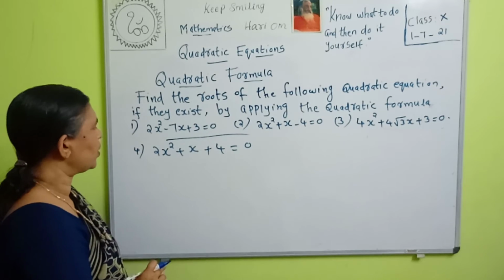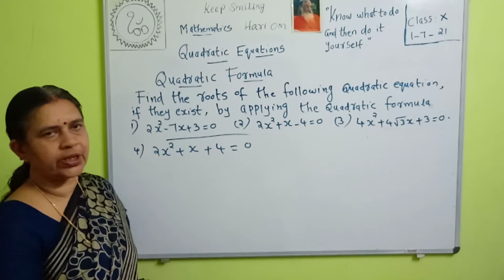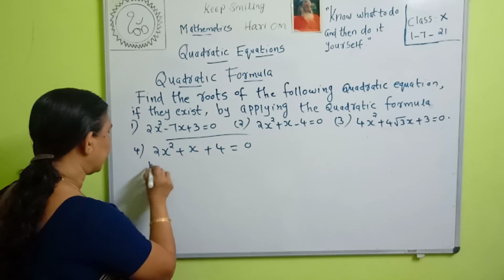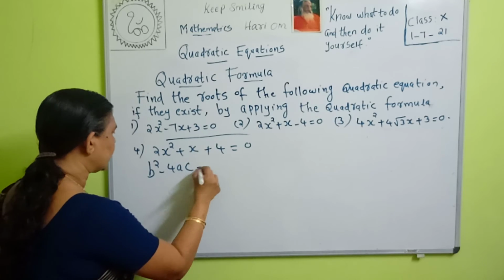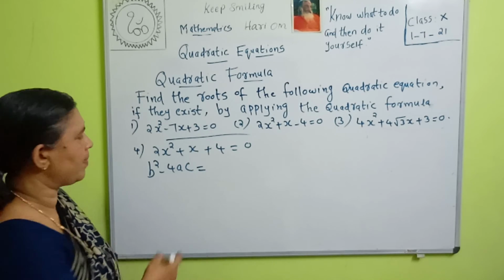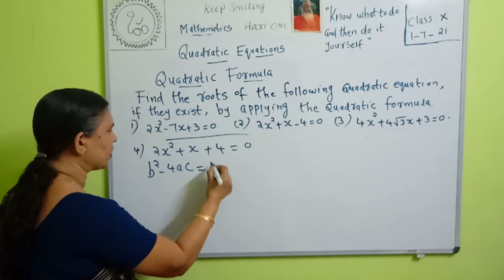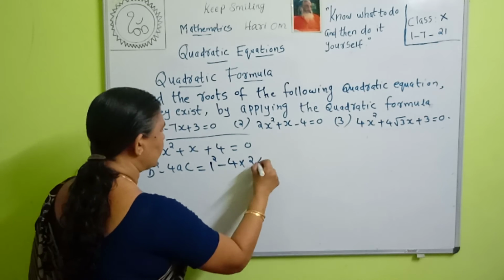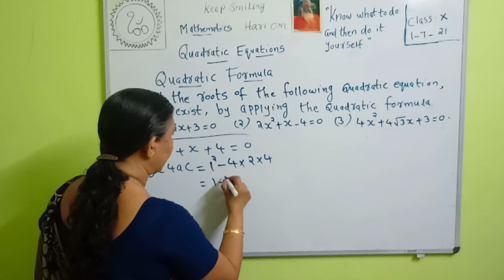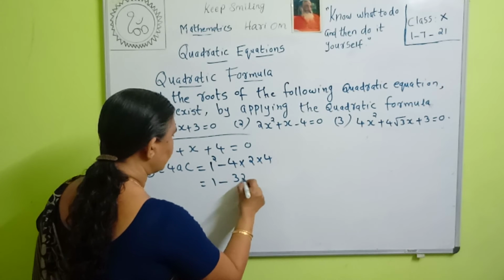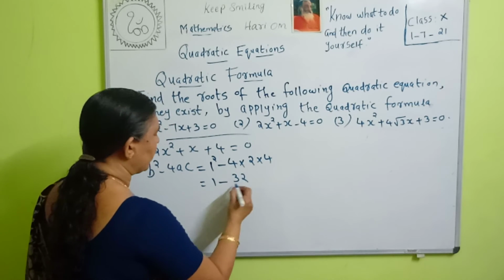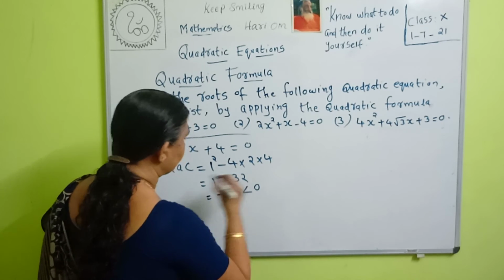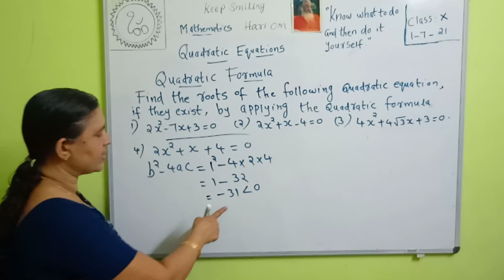One more question. 2x square plus x plus 4 is equal to 0. First we find b square minus 4ac. What is b square minus 4ac here? b is the coefficient of x, that is 1 square, minus 4 into a, which is 2, into 4. That is 1 minus 32, which is equal to minus 31. It is less than 0.